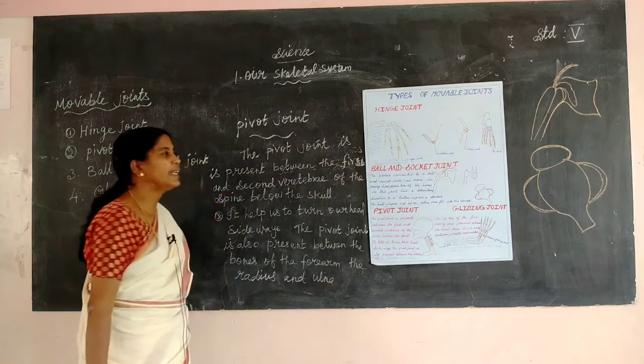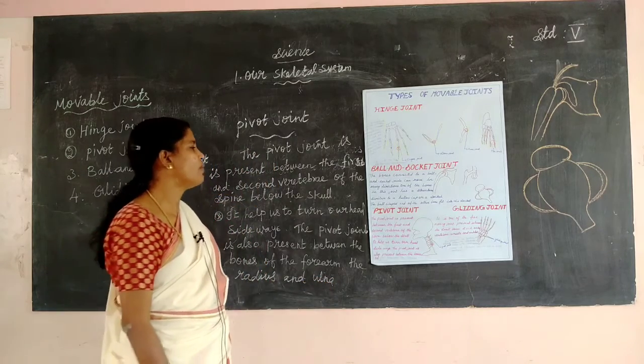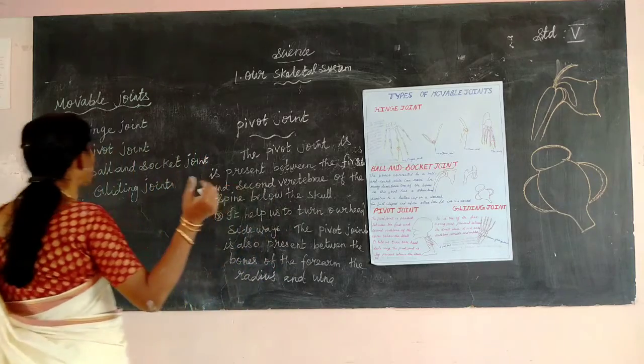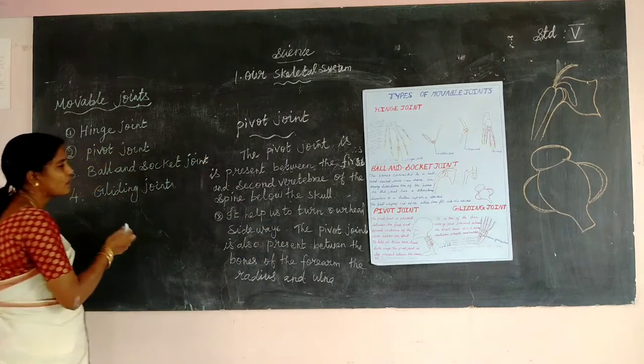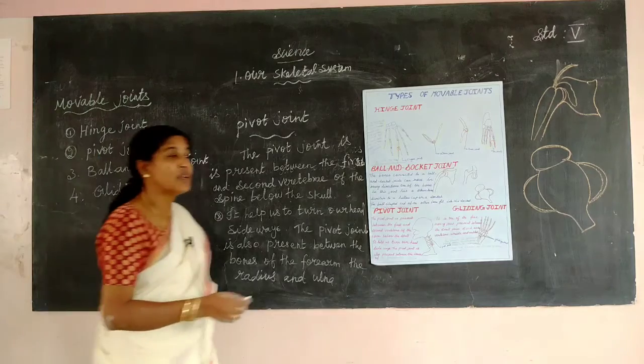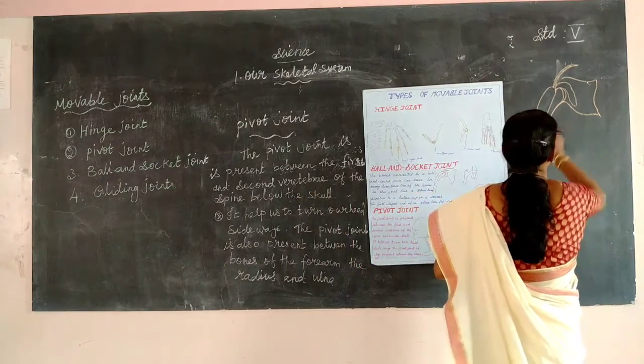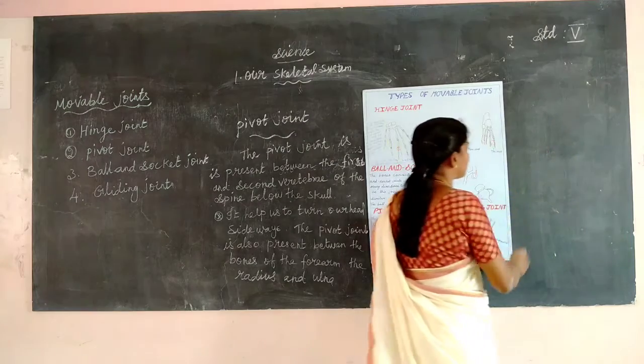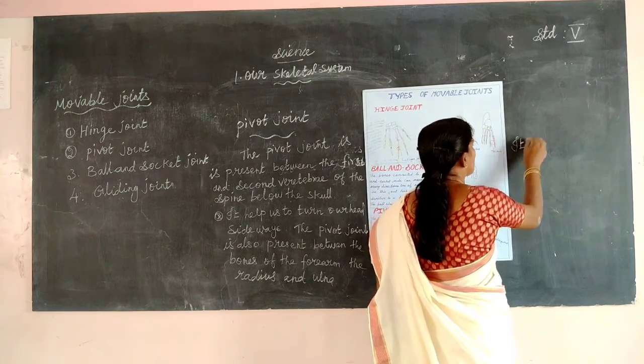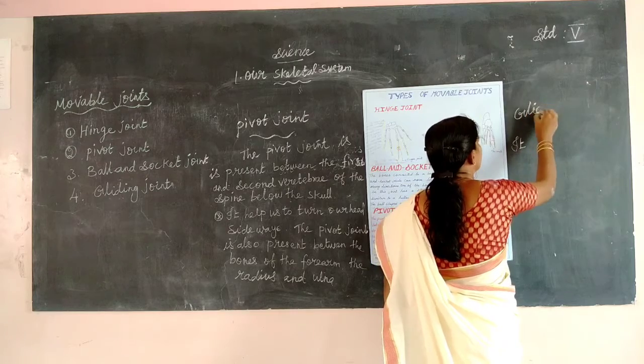Next one is the gliding joint. It is one of the free moving joints.